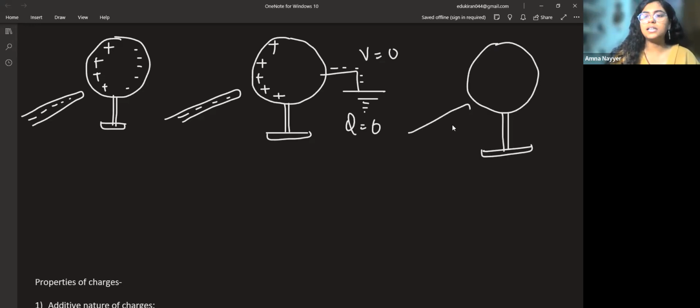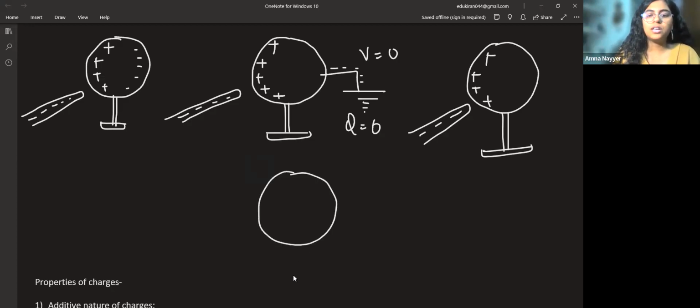Now I will remove the earthed portion. The glass rod is still here, negatively charged. So all the positive charges are present here, and this side has no charge. That is, this is neutral. All right. Now, finally, if I remove the glass rod also, what will happen? The charges will redistribute, but there are no negative charges to make it back to neutral. So what will happen? I'll just have the positively charged sphere.